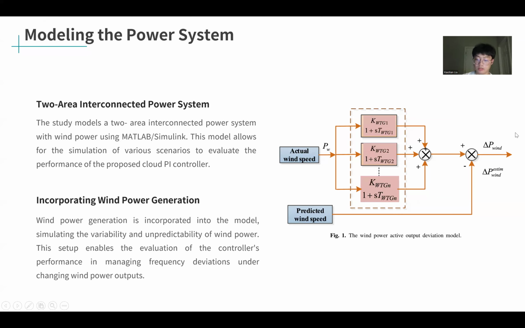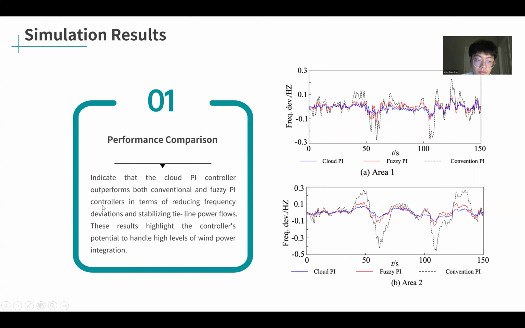The outputs of the dynamic models are summed to calculate the total wind power deviations. And here's the simulation result. As you can see here, the result indicates that the cloud PI controller outperforms both conventional and fuzzy PI controllers in terms of reducing frequency deviations and stabilizing tie-line power flows. As you can see, the blue line fluctuates less than the red line and black line.